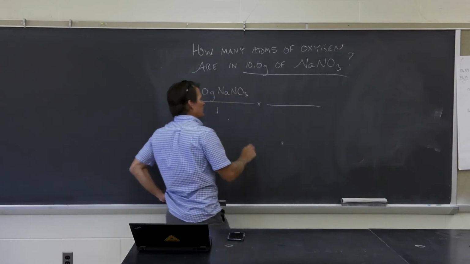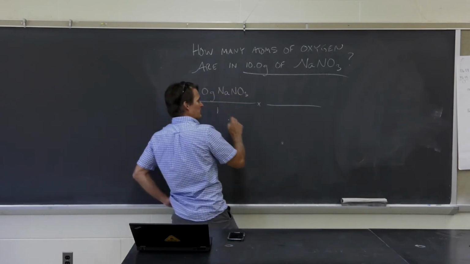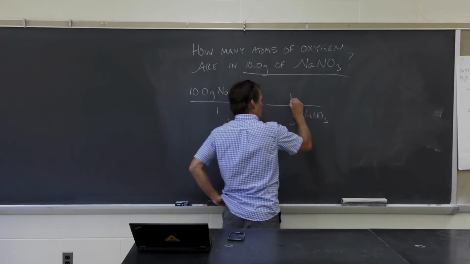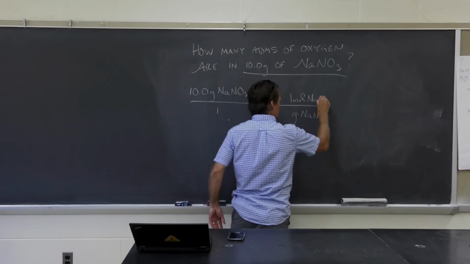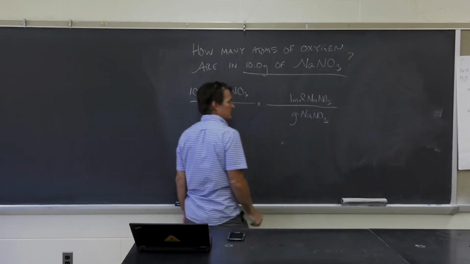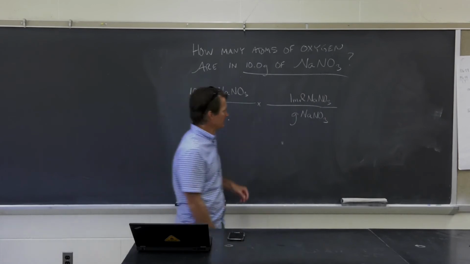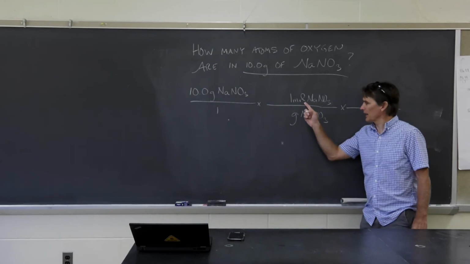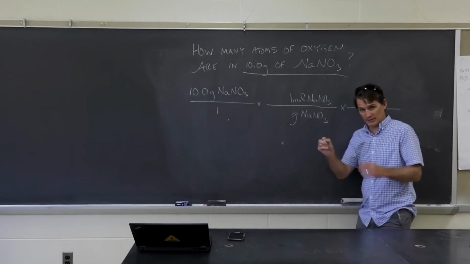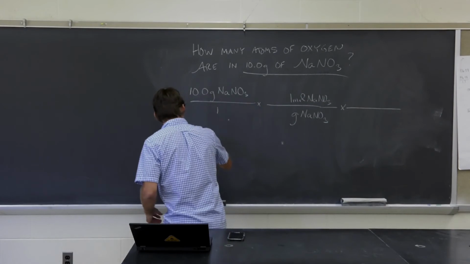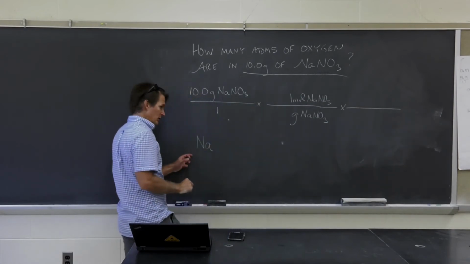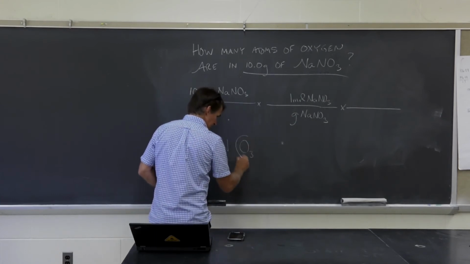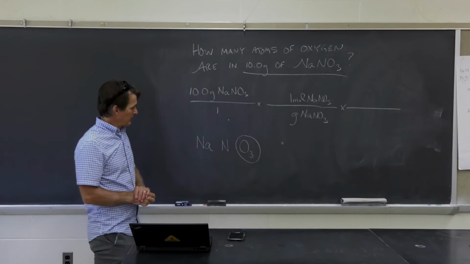Wouldn't it be nice if we could figure out how many grams of sodium nitrate were in 1 mole of sodium nitrate? And then if we did that, look what we can do here. What you should recognize is that if I have 1 mole of sodium nitrate, that's a compound, and each unit of sodium nitrate has a single sodium, it has a single nitrogen, and it has 3 oxygens. That's what that O3 down there on the bottom means.